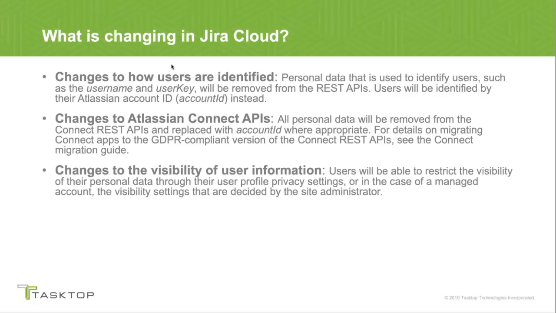And it's changing the visibility of user information, so restricting what you can see, what you can't see, and what happens in case there is a vulnerability. So Jira Cloud has made tons of changes to their APIs.